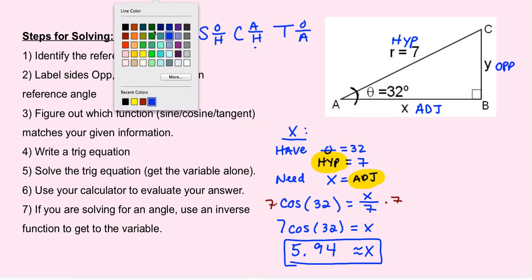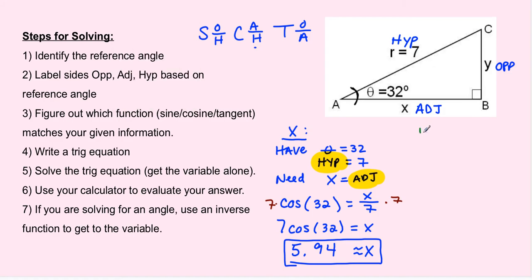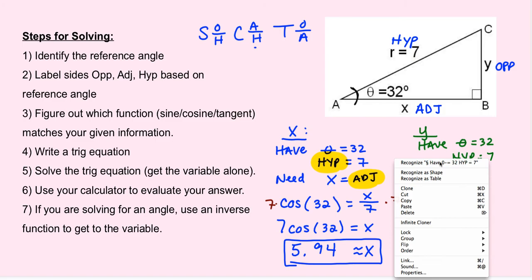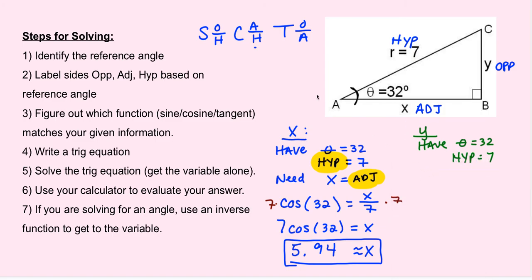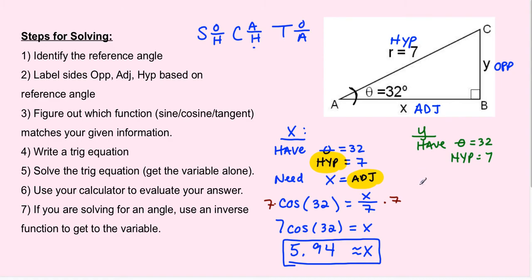If I want to solve for y, I can do a very similar thing. To solve for y, we have that theta is 32, the hypotenuse is 7, and what we need here is y, which is opposite. So I have hypotenuse and opposite. Those combine to give me sine. So I'm going to write a sine equation. The sine of 32 degrees equals opposite y over hypotenuse 7.